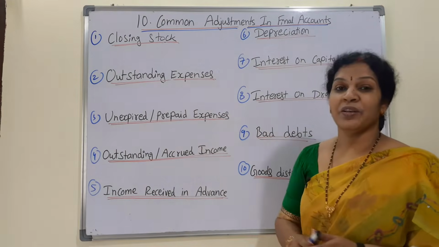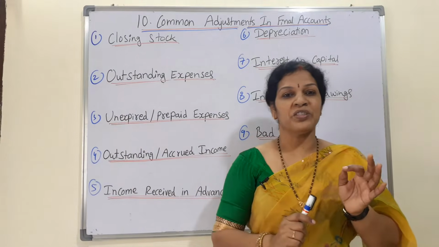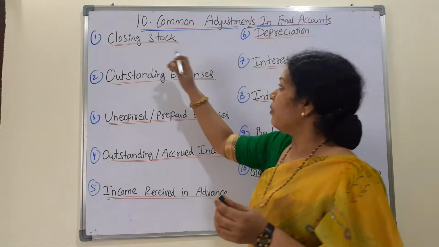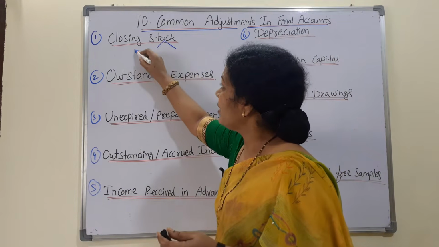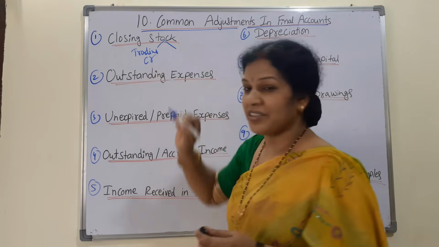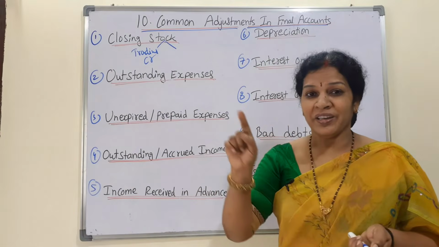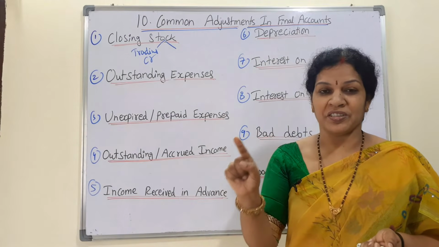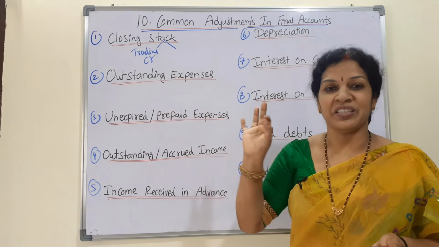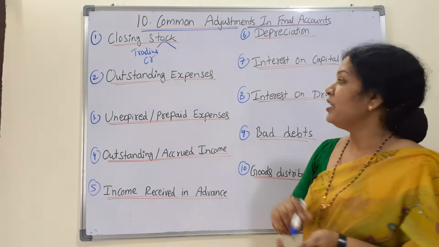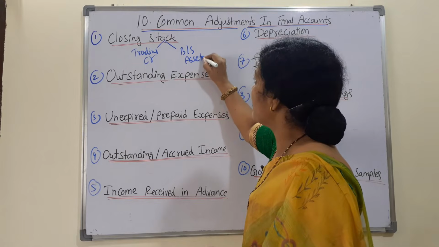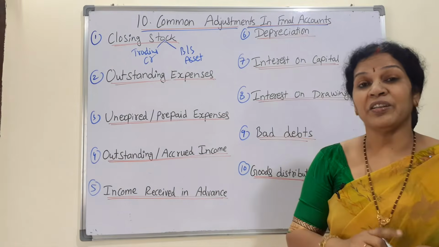The first one is closing stock. You know that closing stock will always be given in the adjustments only. So this effect will be two times. One will be on the trading account credit side. We know that whenever we prepare the trading account, debit side has opening stock, purchases, credit side has sales, closing stock. That is why we write it on the trading account credit side. And another time it will be in the balance sheet on the asset side.